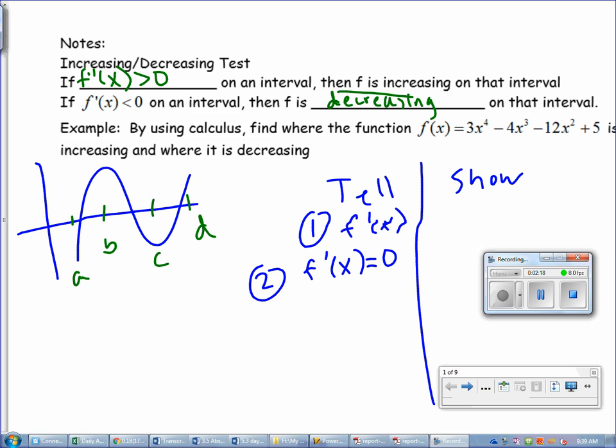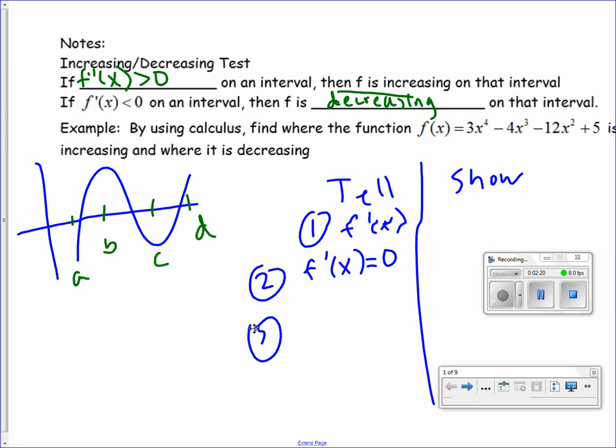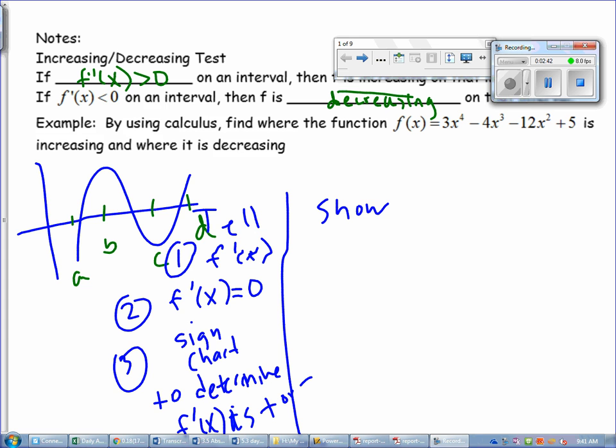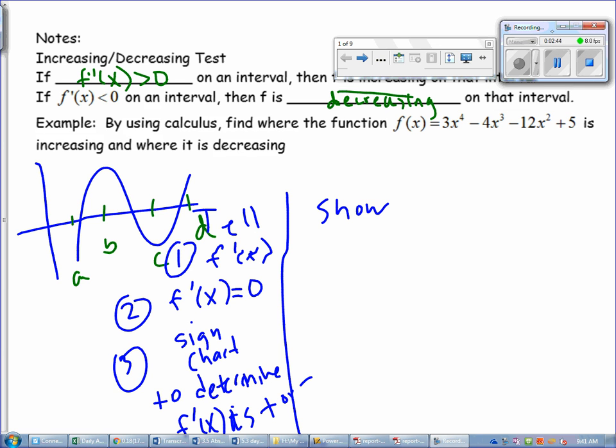Okay, so then you're going to set up, this is new, what's called a sign chart. And the sign chart is going to determine when your derivative is positive or negative. All right, so our first step is to find the derivative. It's an easy one. What's the derivative here?